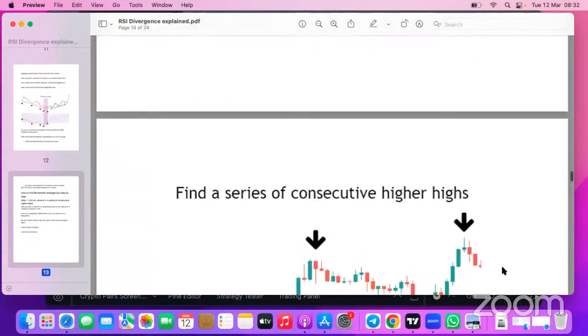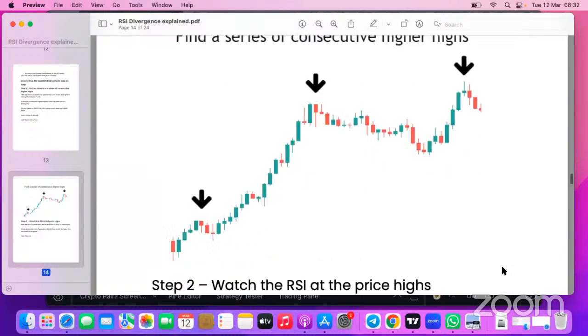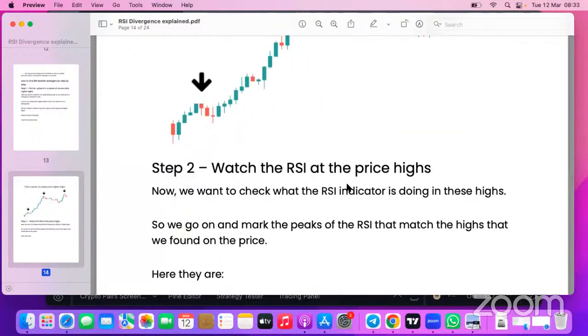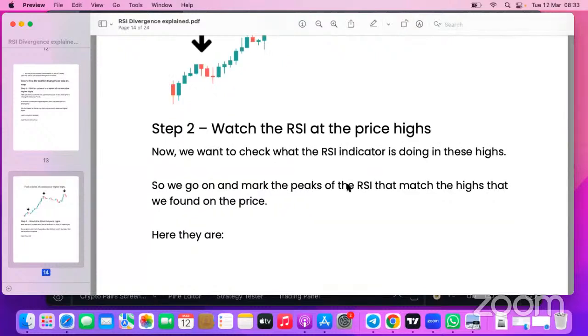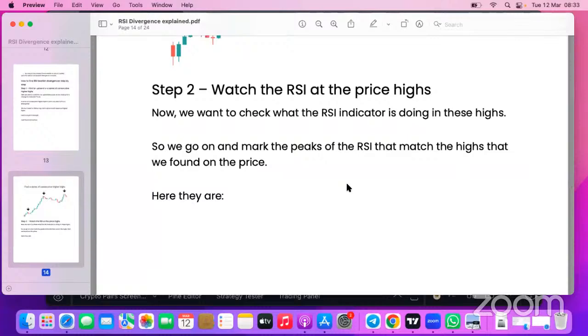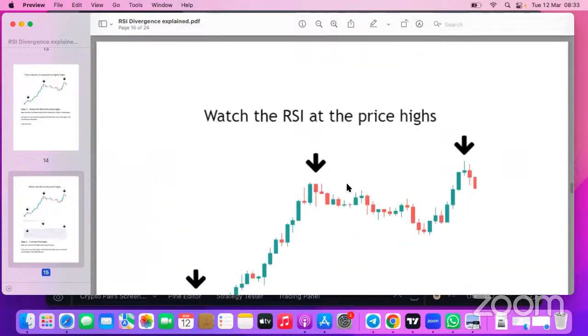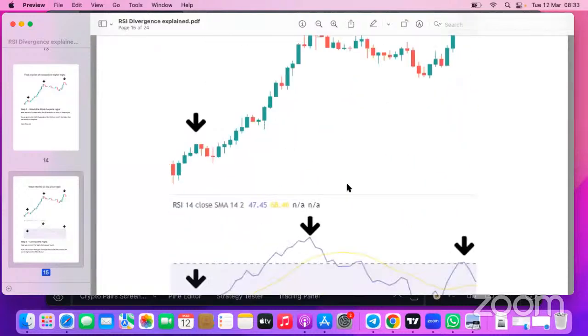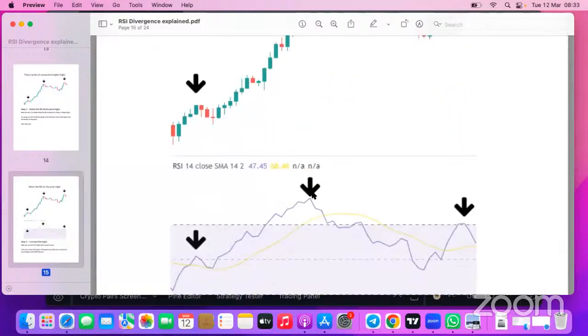Just find somewhere. Okay, so can you see higher highs? Find consecutive higher highs. Do you see the market forming this higher high, then a higher high, then a higher high? Consecutive highest points, all right? Now watch the RSI at those prices. Now we want to check what the RSI indicator is doing in these higher highs. We go on and mark these peak points of the higher highs, and that we find the price. So here we go. Can we see? Watch the RSI. Can you see the RSI forming this high and this one, and then this one? Okay?